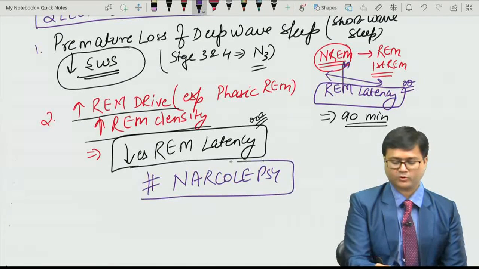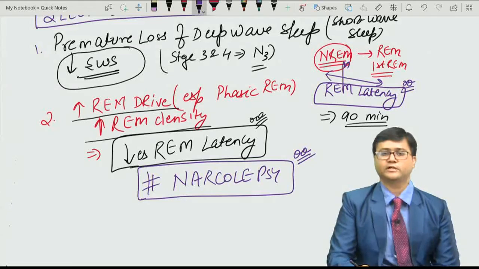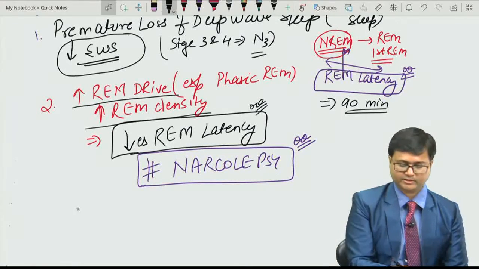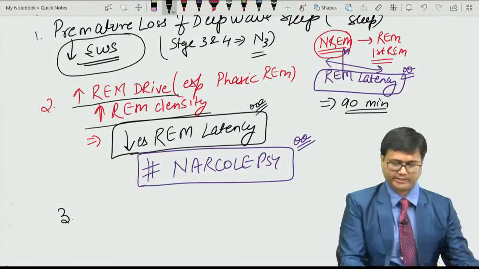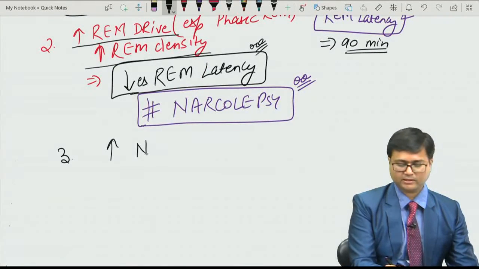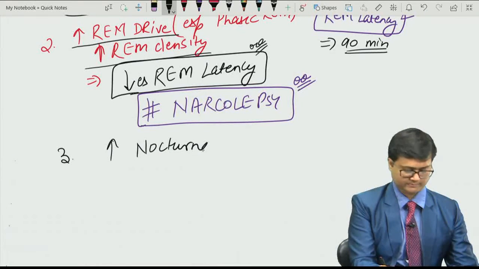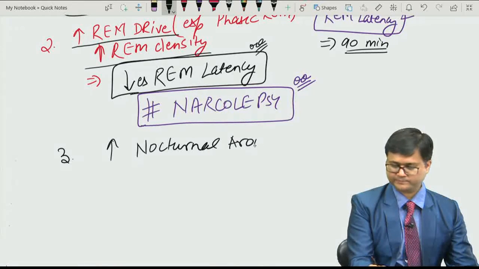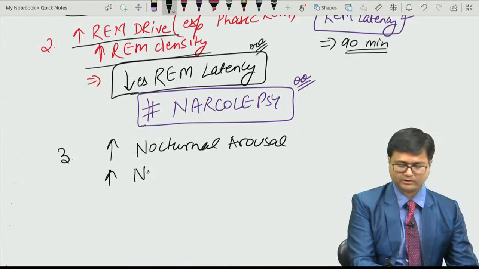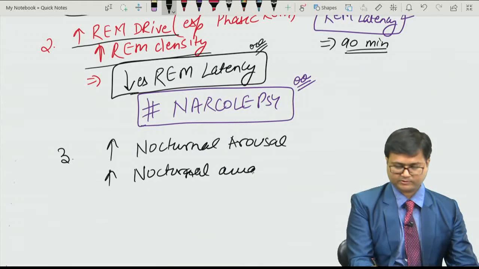So in narcolepsy also there is a decrease in the REM latency, very important. Now, some of the other important changes in sleep in depression include an increase in nocturnal arousal, then an increase in nocturnal awakenings.